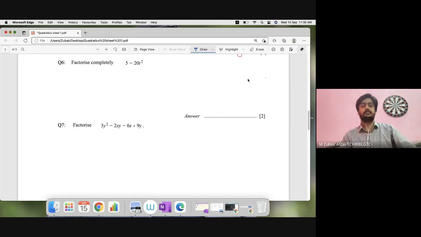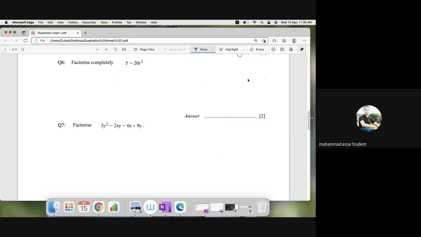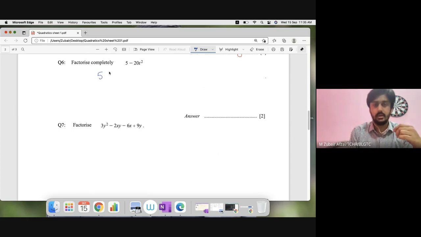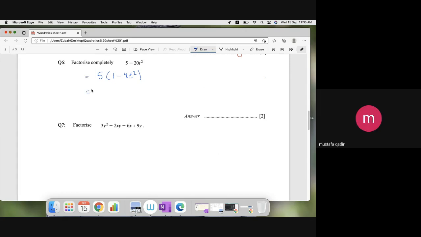What do we do? Sir, factorize, 5 common. Sir, arrange, 5 common. So that is 1 minus 4t square, 30 square. Sir, what next? We will write... Sir, we will apply the identity, sir. Bracket, 1 minus 4t square.